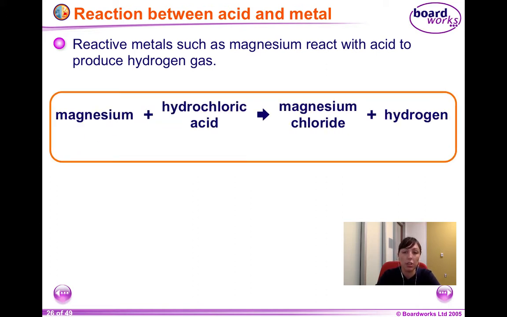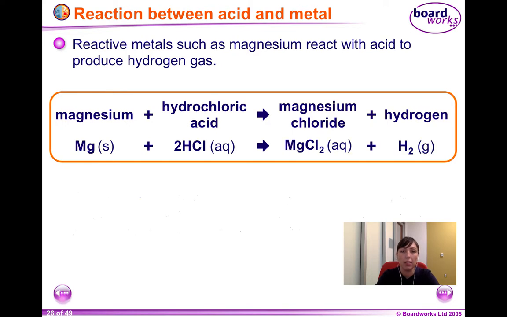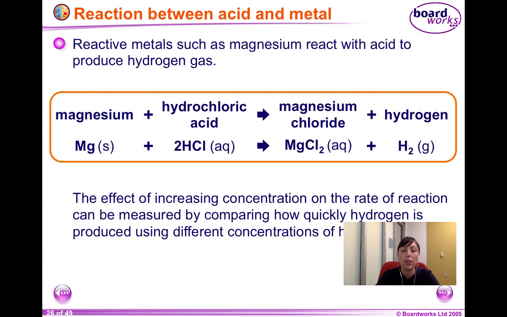So reactive metals like magnesium react with acids to produce hydrogen gas. We know this. There's your word equation. There's your balanced symbol equation. The effect of increasing concentration on the rate of reaction can be measured by comparing how quickly hydrogen is produced using different concentrations of hydrochloric acid. Okay, and this is very similar to the reaction we did in lab. We looked at how quickly the colors changed, right? So remember, the colors changing is indicative of the reaction occurring, okay? So we looked at how quickly the colors started changing as we changed the concentration.